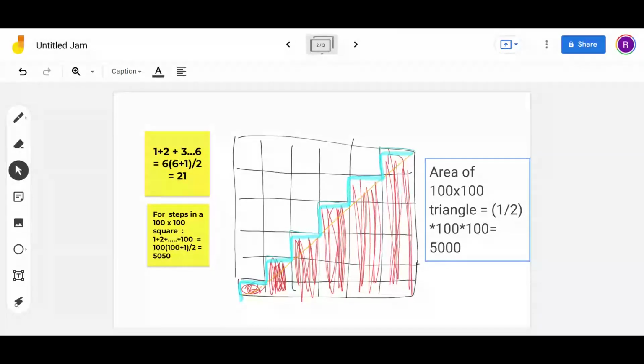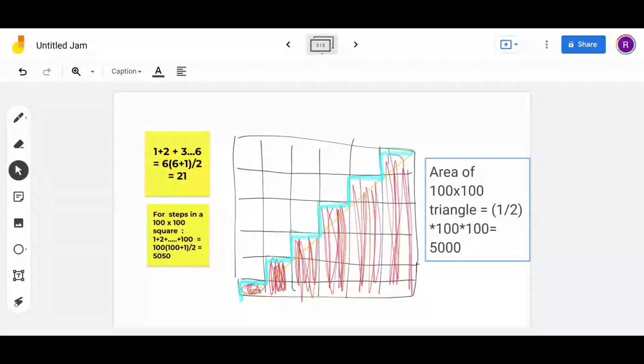50 squares, exactly. 100 half squares, half tiles. So you get 50 things. So the area of this one is 5,000, and here we are getting 50 more. So if you look at that, 5,050 is very close to 5,000. We're getting a little bit extra.